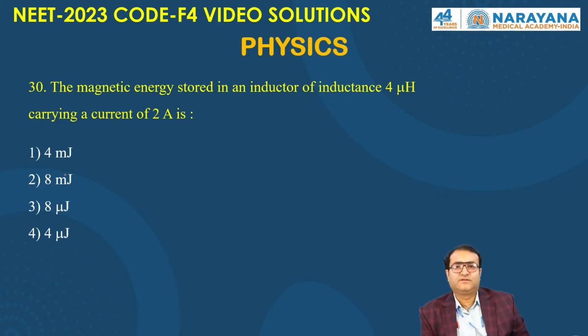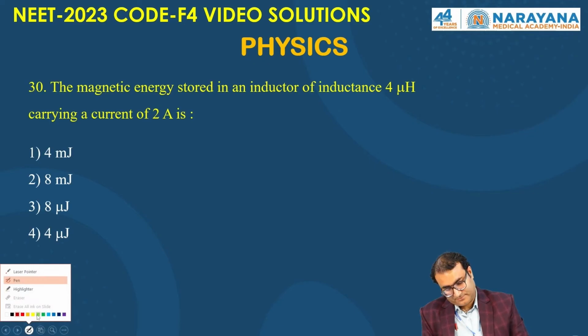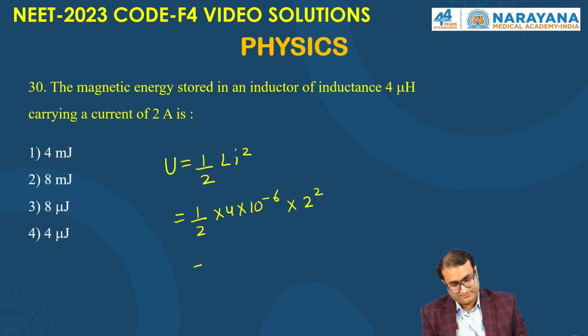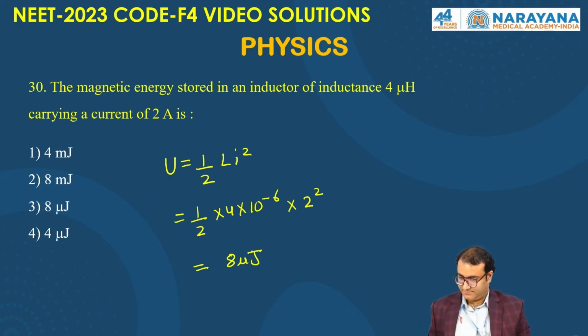Question number 30. The magnetic energy is stored in the inductor of inductance 4 microhenry and current of 2 ampere. Potential energy, we have a formula, it is half of Li square. This is 1 by 2 into 4 into 10 power minus 6 into 4. This is 8 microjoules. We'll go with the third option, 10 power minus 6 is microjoules here.